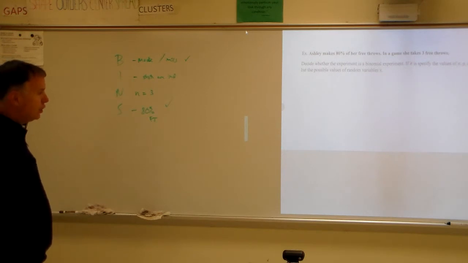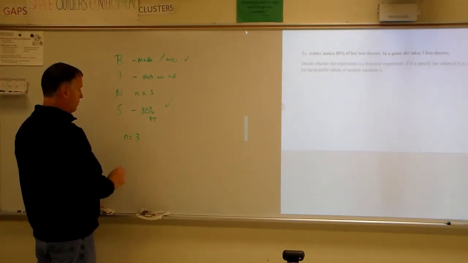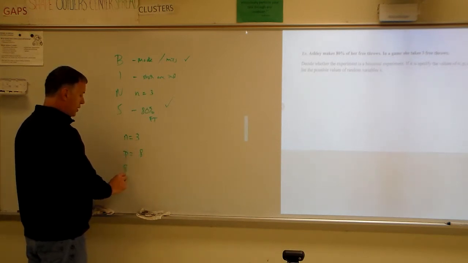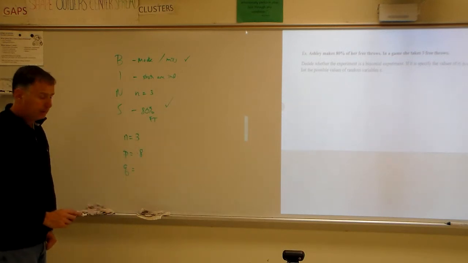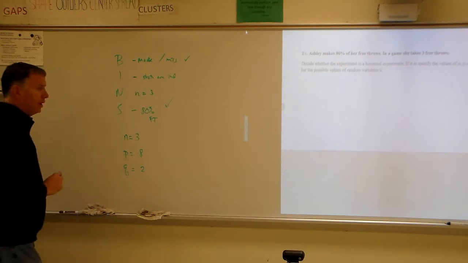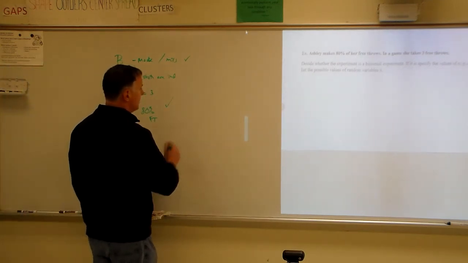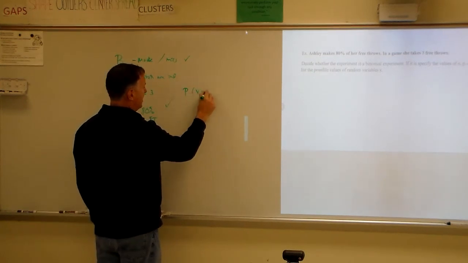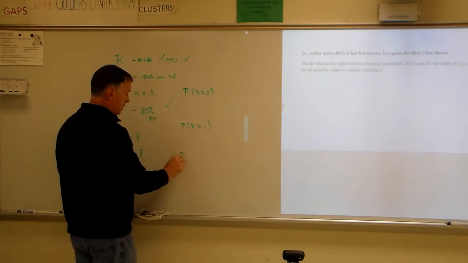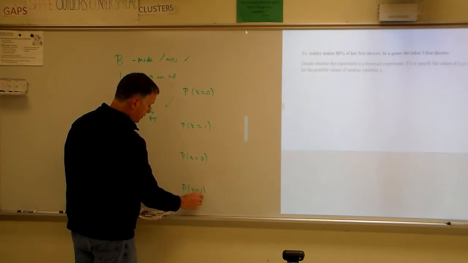N, P, Q. N is 3, it's your number of trials. P is your probability of success, and that's going to be 0.8. Q is the probability of a failure, and that is 0.2. Okay, and then they want to list the possible values of x. Well, that means the probability that x equals 0, x equals 1, x equals 2, and x equals 3. Those are the only things that can happen.